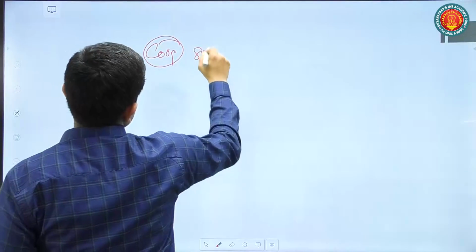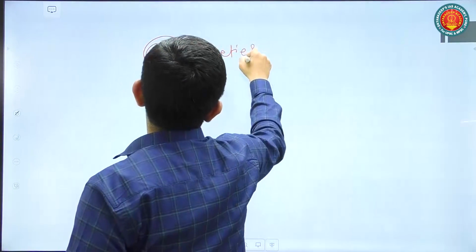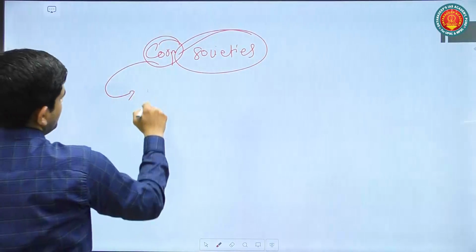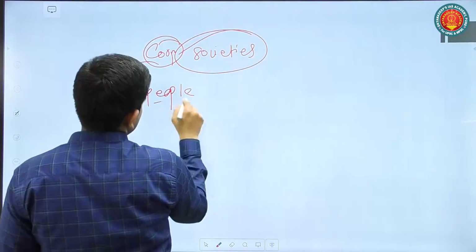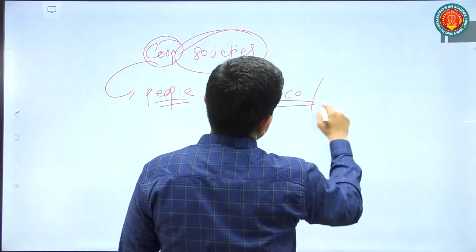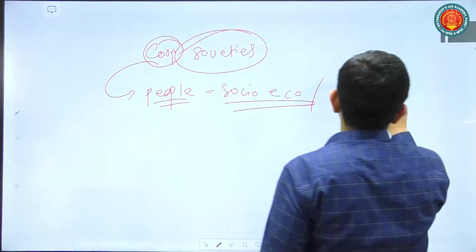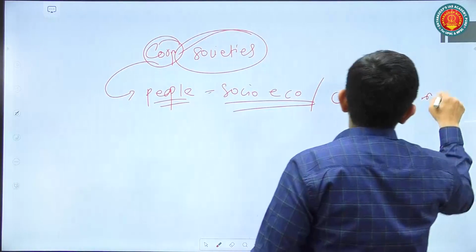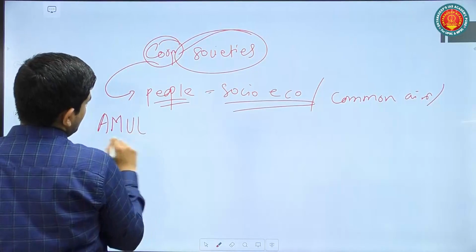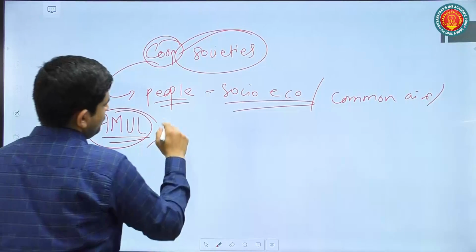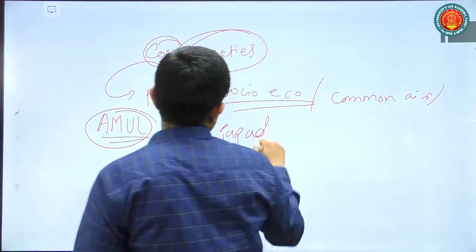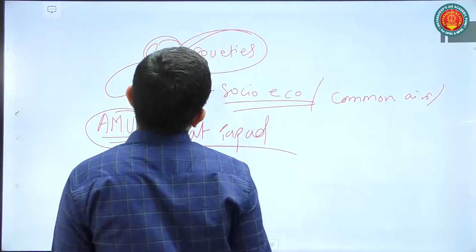What are cooperative societies? Again, you can mention that cooperative societies are societies formed by people belonging to similar socio-economic background. They come together to achieve a common aim, a common target. You can give examples of various cooperatives that are there. For example, the Amul cooperative is there. Then you have the Lijjat Papad cooperative. These are the successful examples of cooperatives.